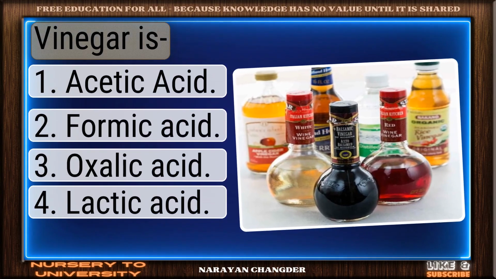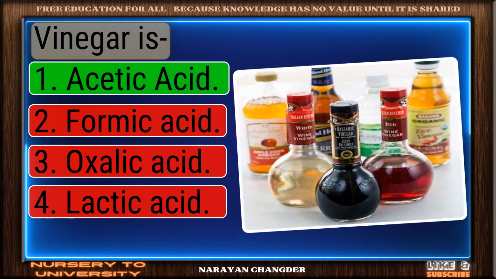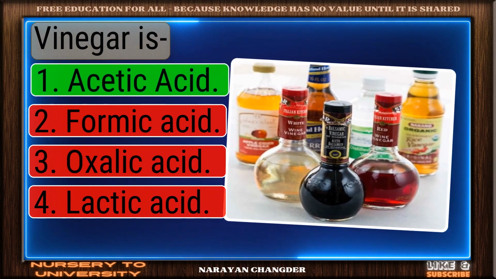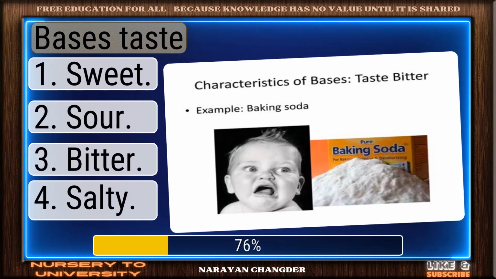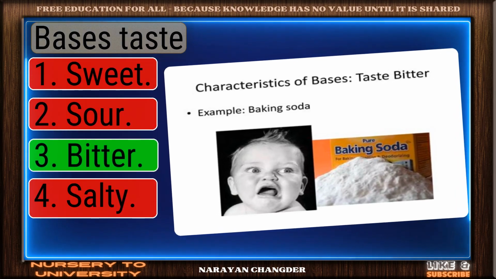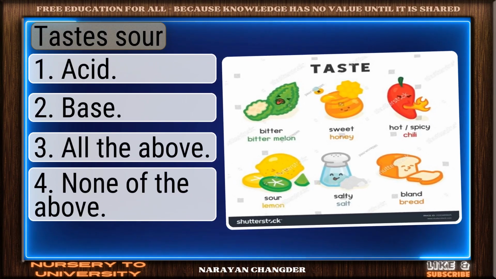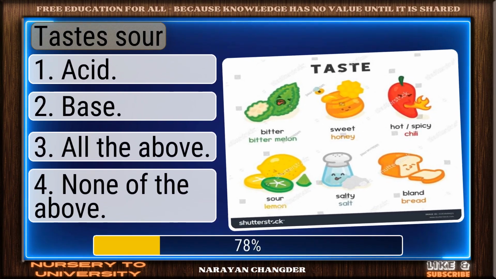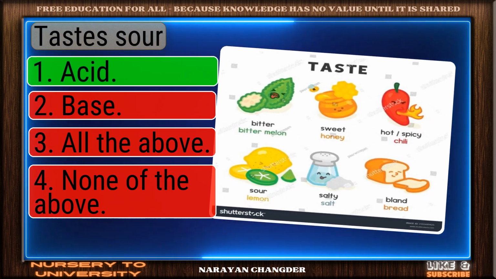Question number 292. Vinegar is. Correct. Acetic acid is the right answer. Question number 293. Bases taste. Right again. Bitter is a valid answer. Question number 294. Taste sour. Sharp thinking. Acid is the right choice.